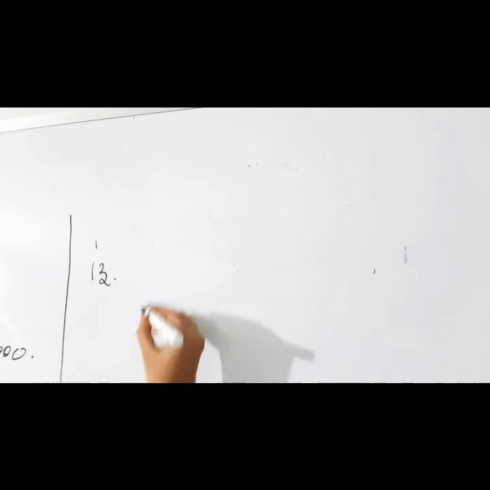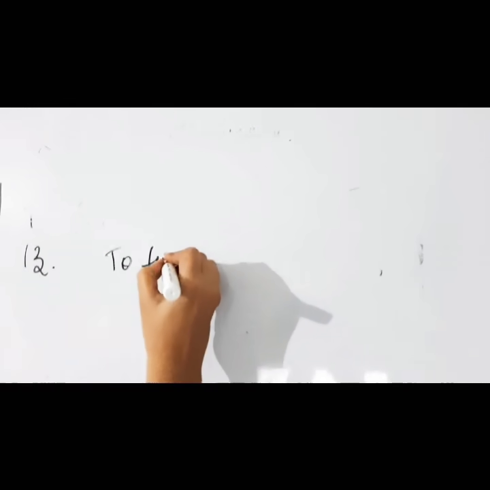Now read question number 13. How many 3-digit numbers are divisible by 7? How many 3-digit numbers are divisible by 7? So what do you want to find in the 13th sum?